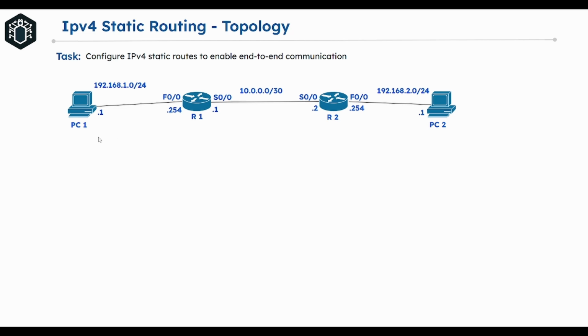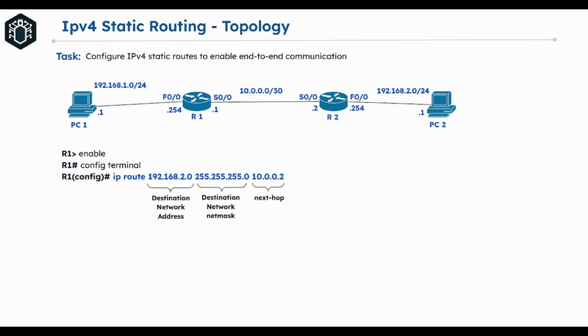Now suppose PC1 wants to send data to PC2. PC1 first sends the packet to its default gateway, which is router 1. Then router 1 is going to check its routing table, but it's not going to find the destination network 192.168.2.0, because router 1 only knows its directly connected networks, which are 192.168.1.0 and 10.0.0.0.